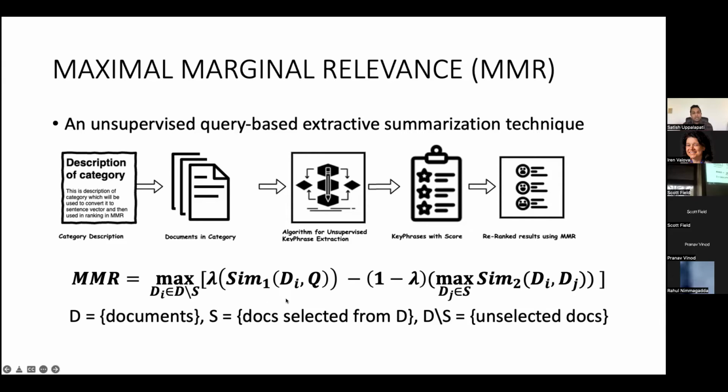So in this equation, as you can see, the first term refers to the relevance of a document Di with respect to a query Q. And the second term refers to the similarity between the current document and the previously selected documents Dj. And the factor lambda balances between these two terms and has a value between 0 and 1. And the similarities in this equation can be any two similarities which can be used to compare two vectors. And I've used cosine similarity for both these similarities in the project.